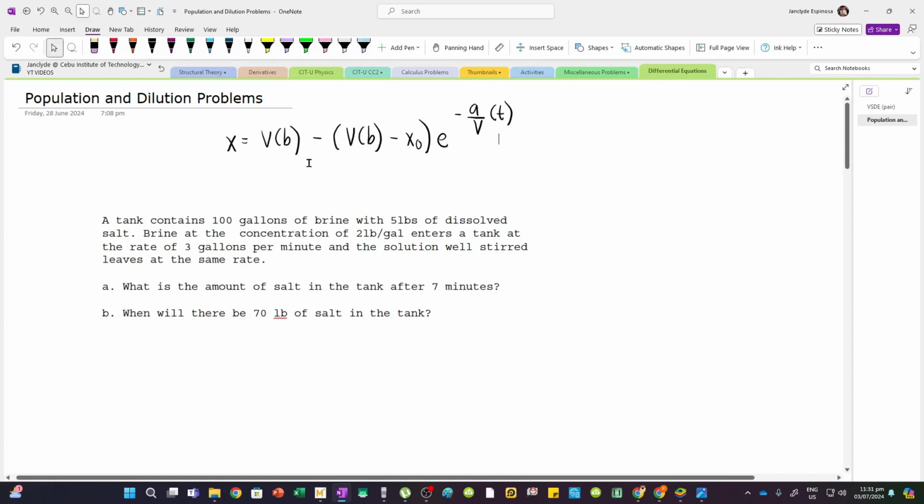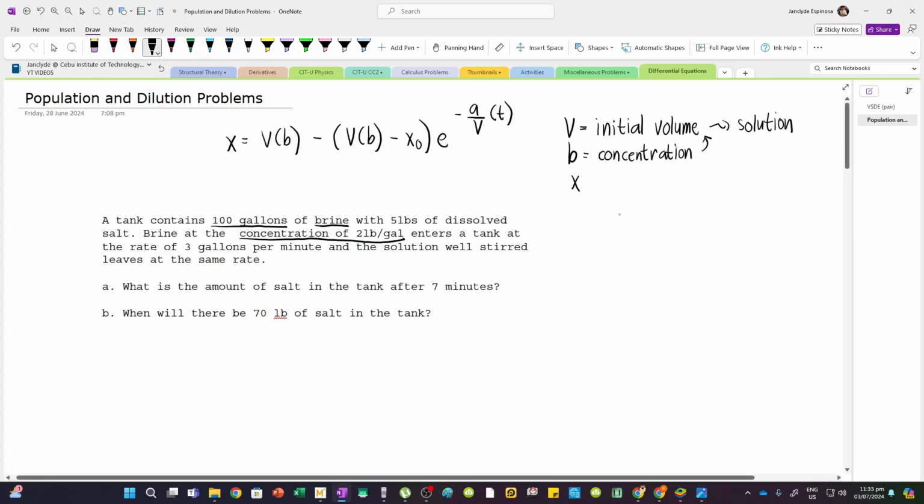Now, sir, what are these variables? V, b, x sub o, e, and a. What are those variables? Now, V is the initial volume. Now, this is for the solution. So, here we have brine containing 100 gallons. Now, sir, what is B? B is the concentration. The concentration of what you considered as the volume. So, brine must be multiplied by the concentration of brine. So, we have concentration corresponding to this.